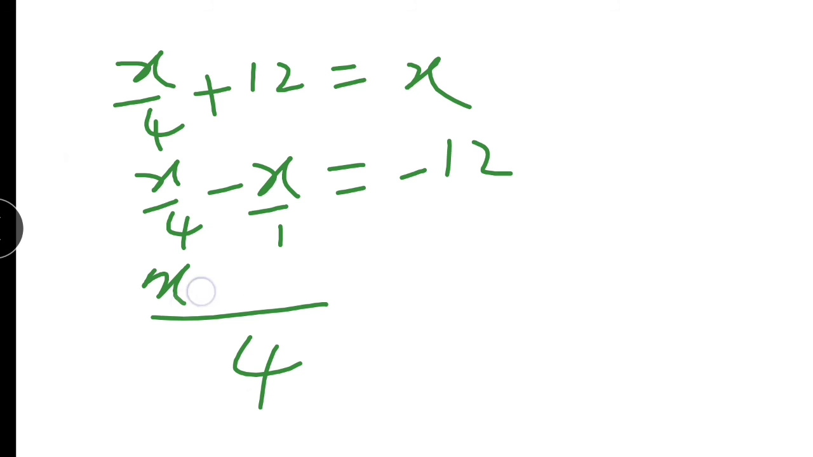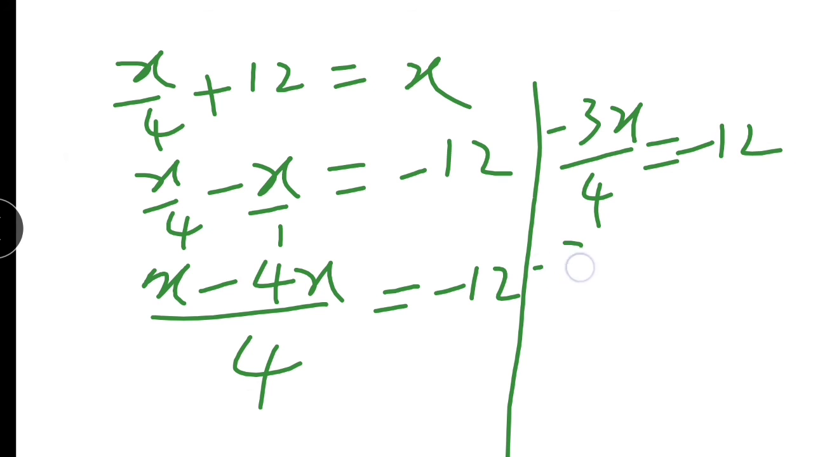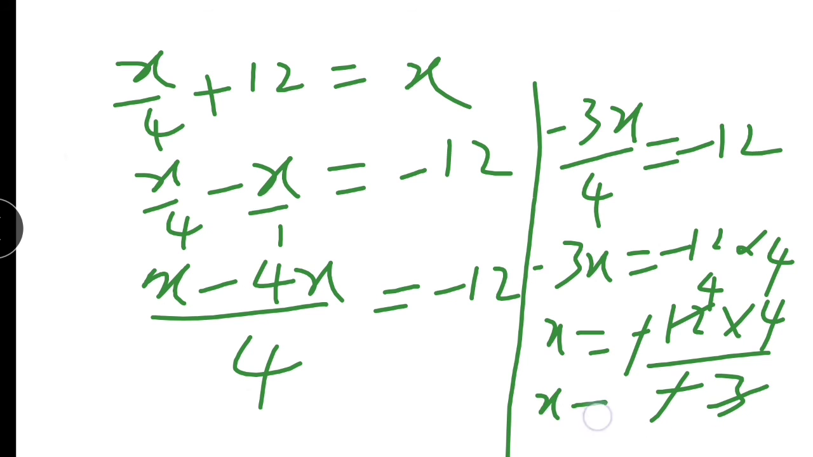So x minus 4x equals minus 12. So x minus 4x, how much? Minus 3x by 4 equals minus 12. So minus 3x equals minus 12 into 4, and x equals minus 12 into 4 divided by minus 3. Minus minus cancel, 3 1s are 3, 3 4s are 12. Then x equals 4 4s are 16. So the total number of sweets with Shekhar is 16.